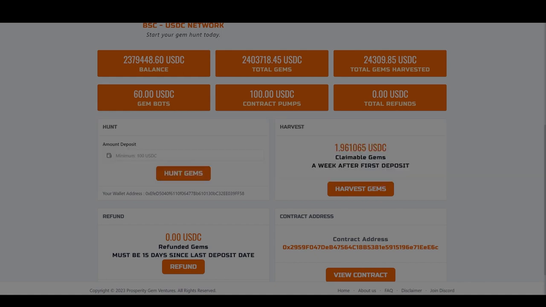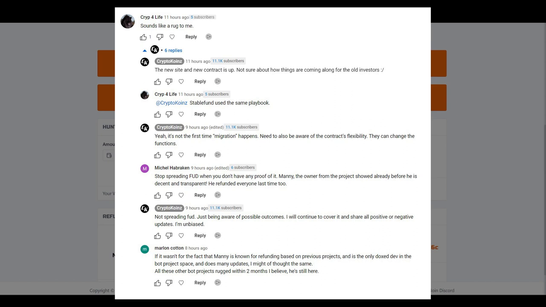Crypt for Life wrote, sounds like a rug to me. This was my response: the new site and new contract is up. Not sure how things are coming along for the old investors. I'm not one of the investors requesting any refunds. I don't know how that's going for anybody that has been involved with the project longer than I have, and I don't know that process. Someone else just wrote, like the comment I read before, that you can request your funds to be transferred over to the USDC contract. So there you have it.